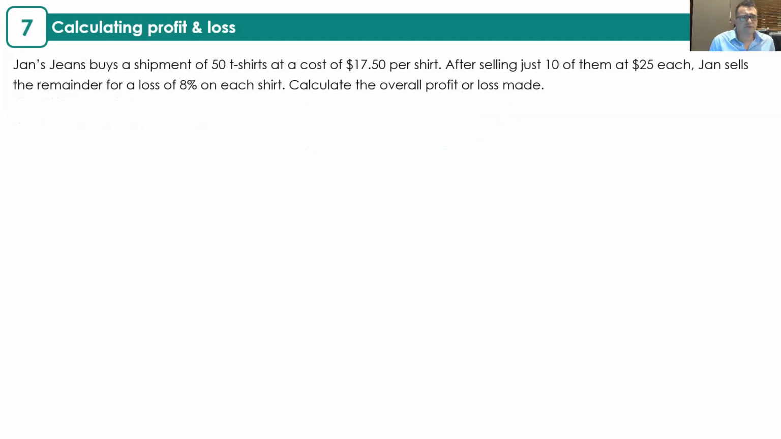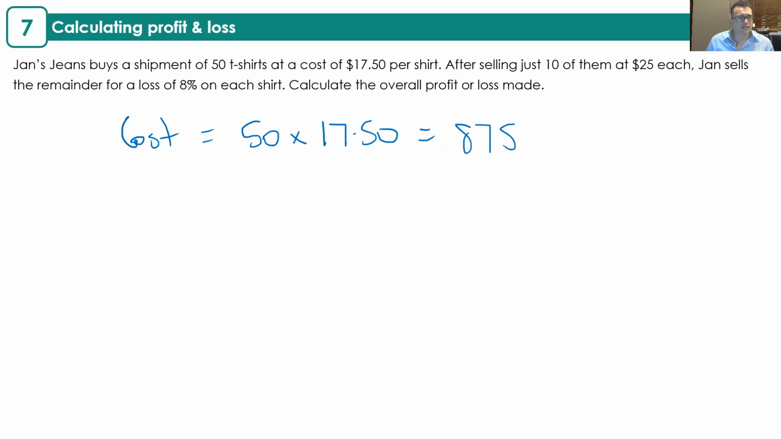Jan Jeans buys a shipment of 50 t-shirts at a cost of $17.50 per shirt. After selling just 10 of them at $25 each, Jan sells the remainder for a loss of 8% on each shirt. What is the profit or loss made? So what we need to work out is what was the cost. So overall, the cost was 50 shirts multiplied by 17.50, so 50 by 17.5 is $875. What were our sales? Well, we've got 10 shirts by 25, which is $250, and then the remainder for a loss of 8%.